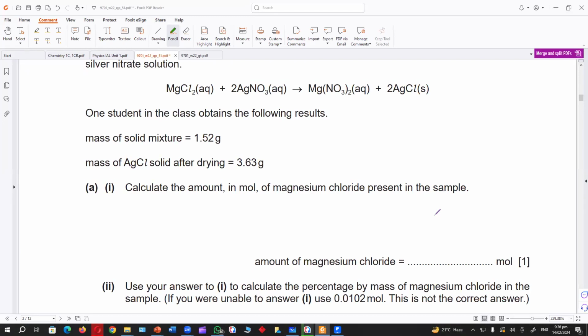After drying is 3.63. So should we make a subtraction? Yes. So when I subtract it, in the sample, but he says amount. Amount means number of moles. Mass of silver chloride solid after drying. So how should we do that?